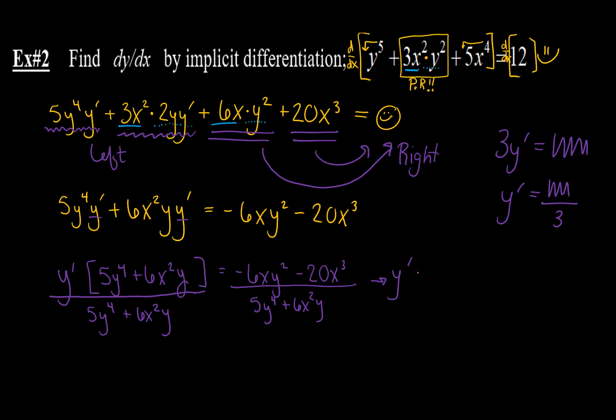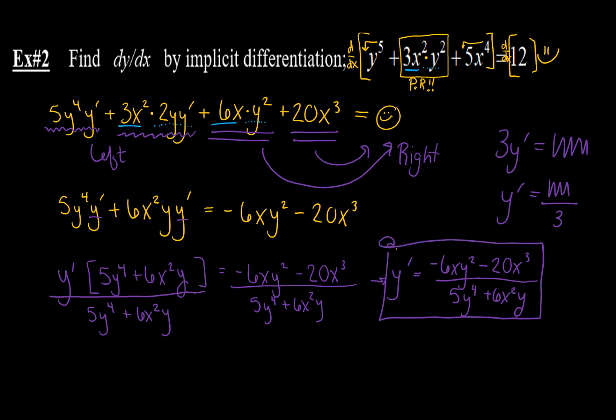And then I end up with y prime is equal to negative 6xy squared minus 20x cubed, all divided by 5y to the 4 plus 6x squared times y. There aren't any numbers or variables that I can cancel out of anything, so I'm just going to leave it like that. If I wanted to factor the negative out of it, I could, but you're not required to.